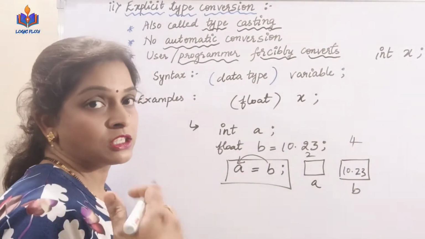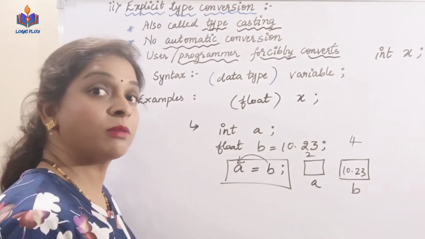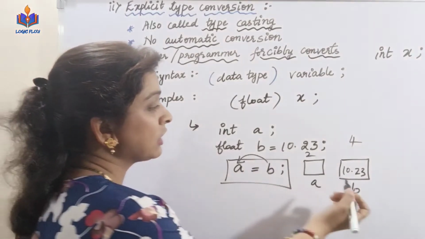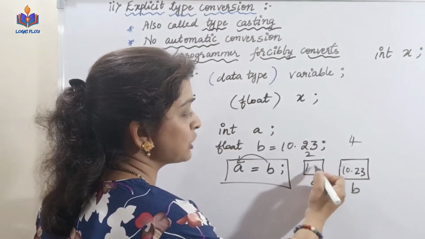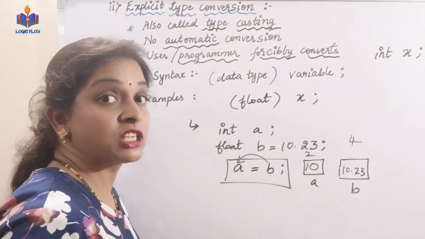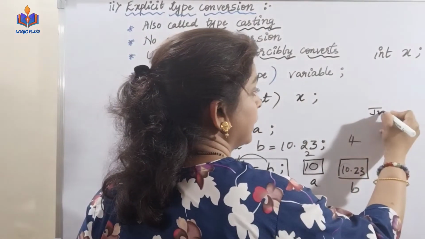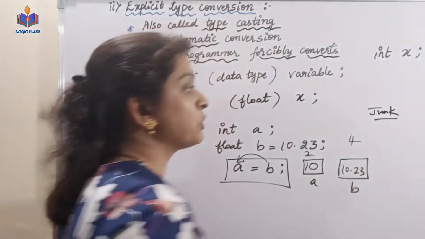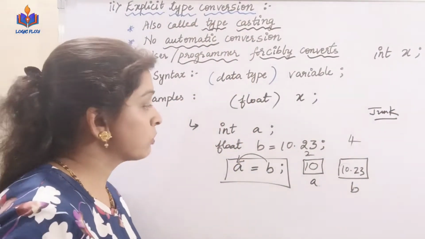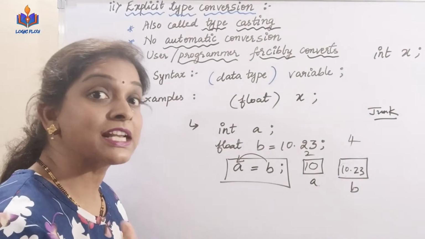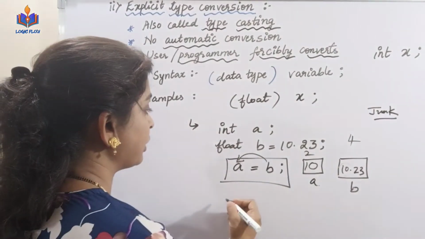Sometimes the Turbo C software may do the implicit conversion. It takes only the whole part and stores it. But some machines may not do that, and you may get some junk value. For every execution, you get some junk value. So what do we have to do? We have to do the explicit conversion. So what can we do?